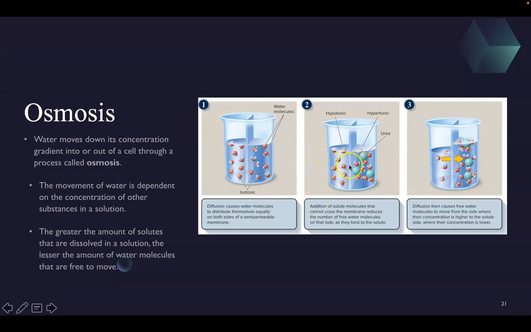However, when we have two different sides of a solution and one has more of the solute, that's going to be the hypertonic part of that solution. The part that has less solute in the solution is going to be hypotonic. I mentioned that you might remember this because when you're hyper, you have a lot of energy, and when you're hypertonic, you have a lot of solute.